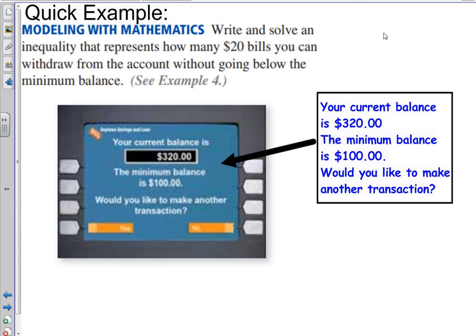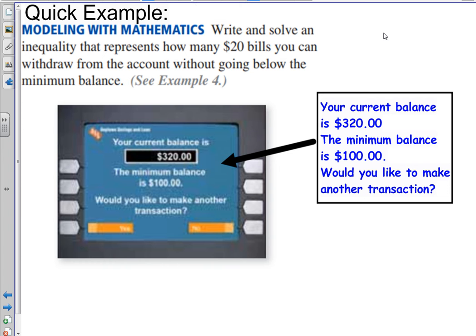We are live, and we're going to try to do this problem here, which is an inequality that represents the number of $20 bills you can take out of the ATM. So let's look at this idea here. We've got $320 in the ATM, and we have to have at least $100 in the ATM to not get hit with any fees or anything like that. We don't want to get hit with any fees. That'd be terrible. So what we have to think about is how many 20s can we take out of the account without going below the balance, right?